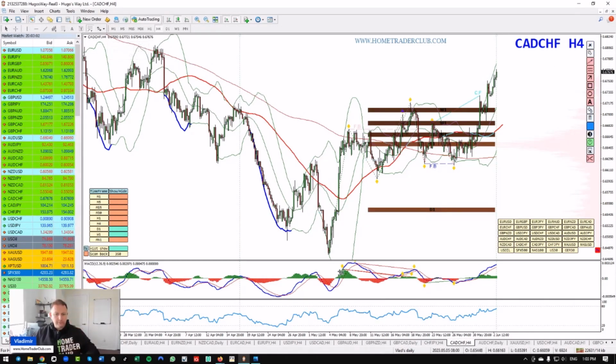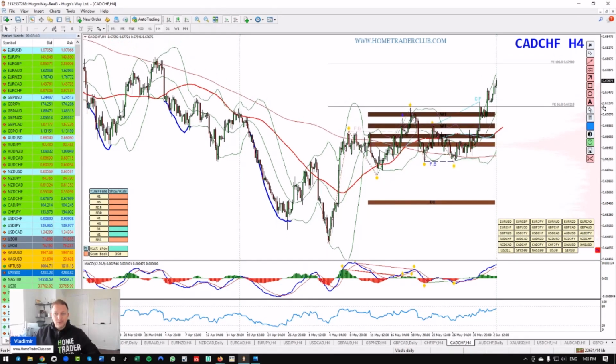Now take a look at the beautiful part here of Fibonacci expansion. If I plot Fibonacci expansion on the first leg versus the first correction, take a look where the 100 is.